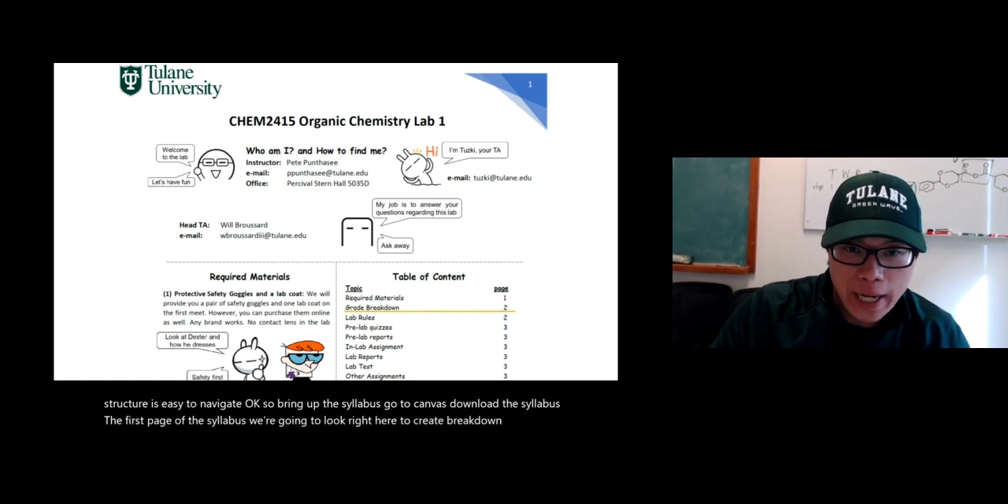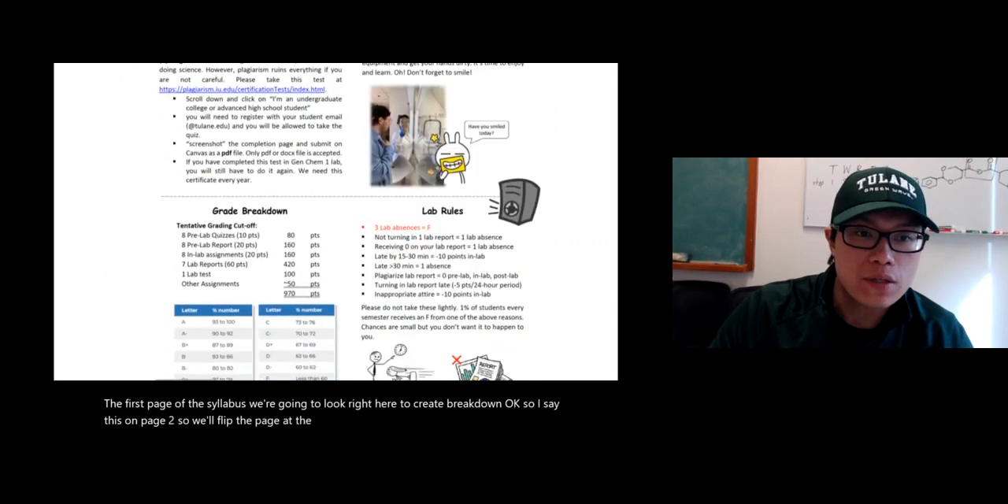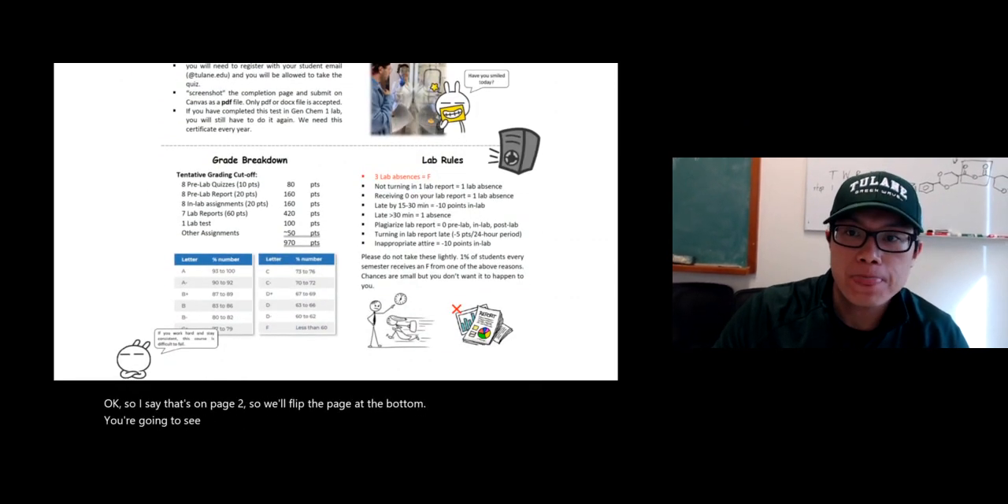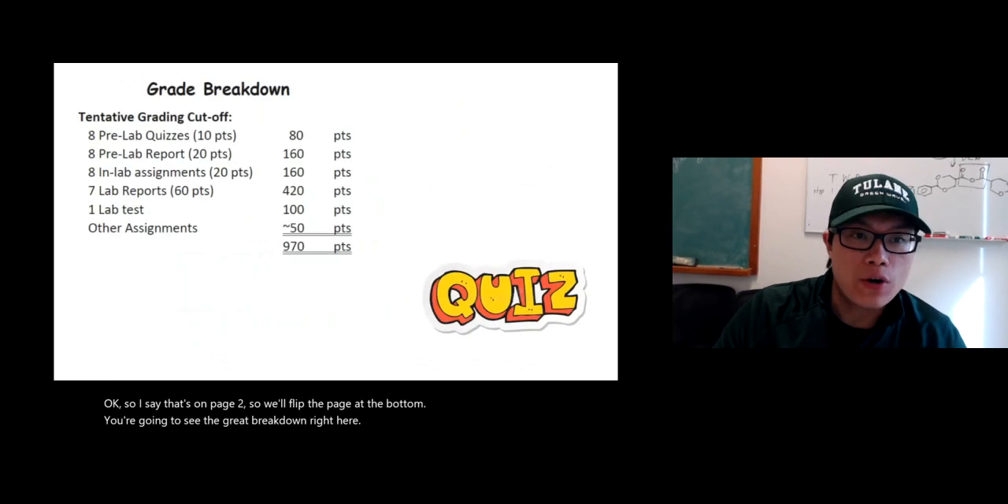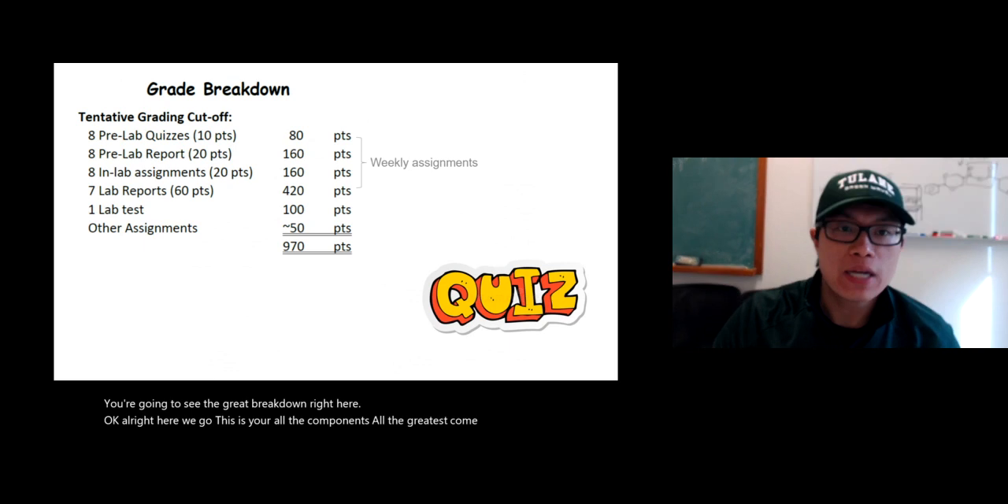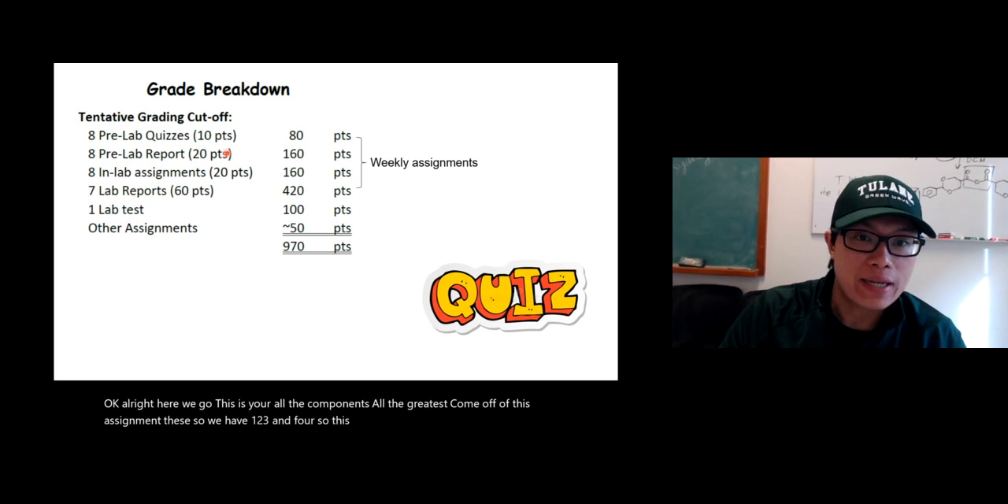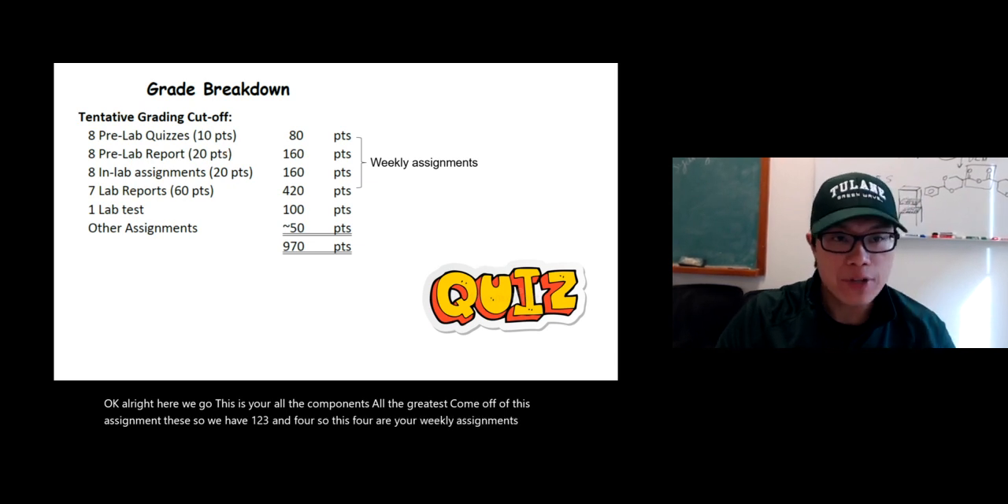I say this on page 2, so we'll flip the page. At the bottom, you're going to see the grade breakdown right here. This is all the components; all the grades come off of this. We have 1, 2, 3, and 4. These 4 are your weekly assignments. Most weeks we have these 4.